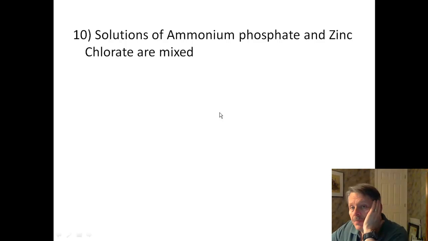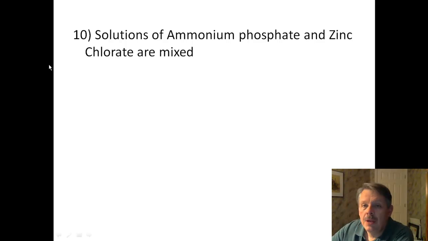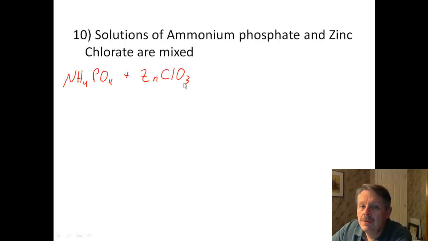Right. Let's try number 10. We have ammonium phosphate. It tells us it's a solution, but it doesn't hurt to check. NH4PO4 plus zinc chlorate, Zn, ClO3. Now, what charges do we have here? Oh, let's get that later. Let's see if this happens first. Zinc phosphate plus ammonium chlorate.